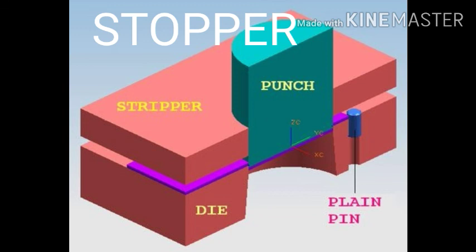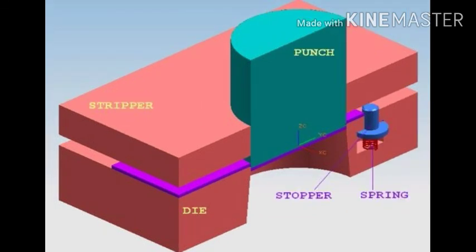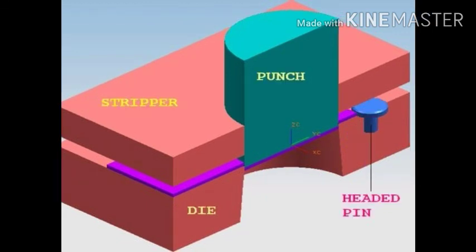Now friends, we are going to see the stopper. The stopper is a plain cylindrical pin, you can see in the image. This pin is mounted in the die block. The main function of the stopper is to arrest the movement of the strip when it is fed forward by one pitch length.